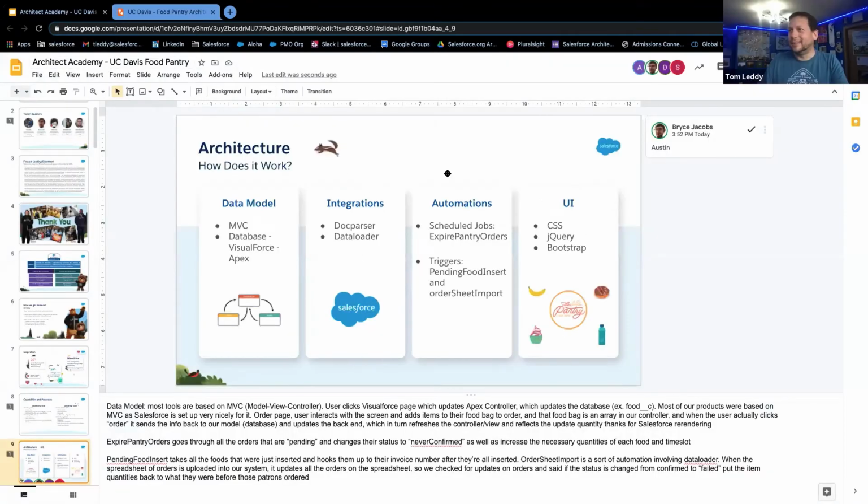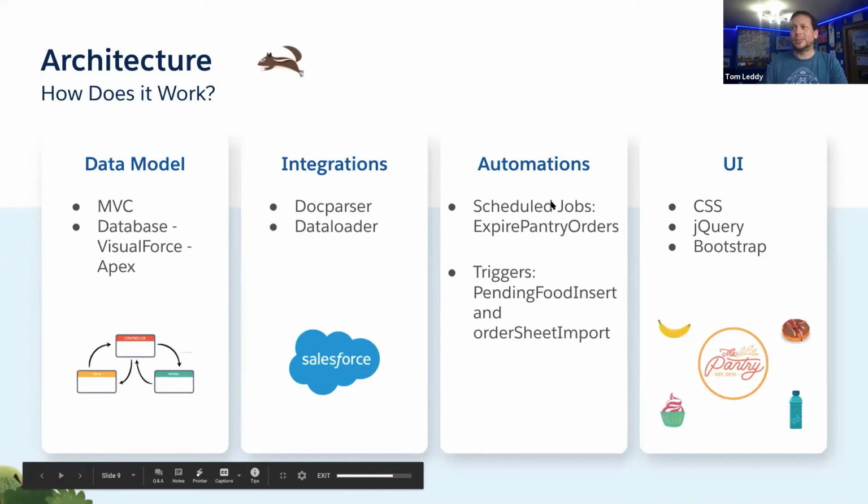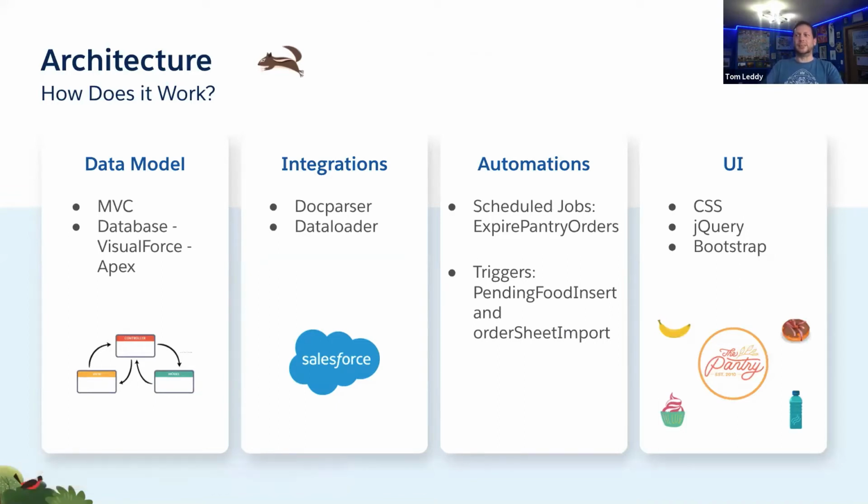And then it looks like we've got a few scheduled jobs here as well. Expire orders, is that if somebody doesn't show up by a certain time, then the order is no longer valid? Or if they don't confirm the order by midnight, it's just a scheduled job. I think it's literally called a scheduled job in Salesforce, and it'll just change the status from pending to never confirmed. And then the triggers, I think one of them, the order sheet import, we kind of covered.